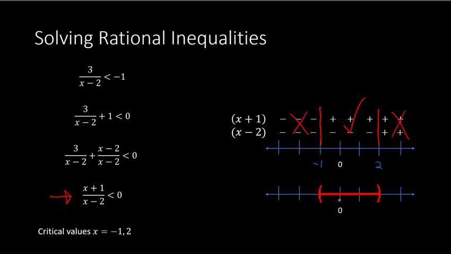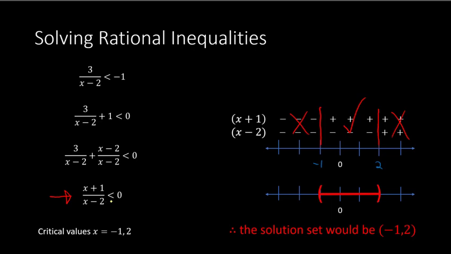So it's between negative 1 and positive 2. So when you graph, it's going to look like this. And if you write your answer in interval notation, you write it with parentheses. So parentheses, negative 1, comma, 2. That means it's going to go from negative 1 to positive 2.